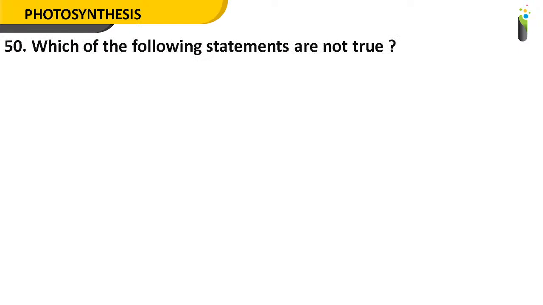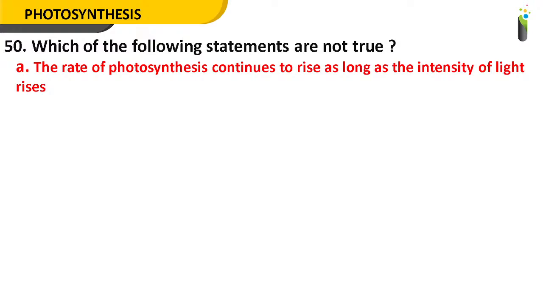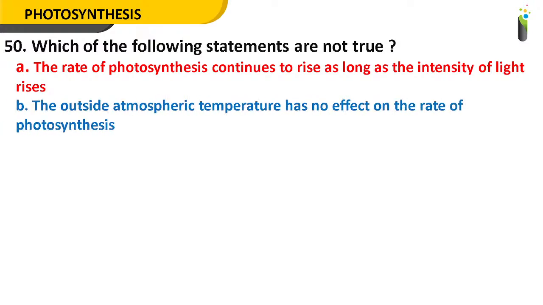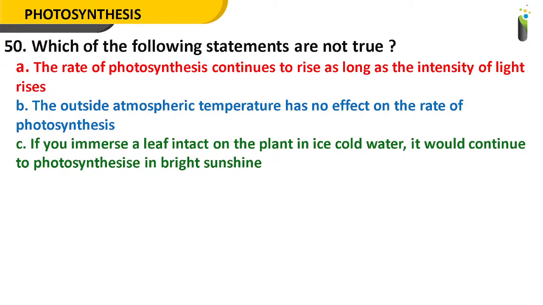Coming to the next question, number 50. Which of the following statements are not true? Are not true, that is false. A. The rate of photosynthesis continues to rise as long as the intensity of light increases. B. The outside atmospheric temperature has no effect on the rate of photosynthesis. C. If you immerse a leaf intact on the plant in ice cold water, it would continue to photosynthesize in bright sunshine. D. All of the above. So, which of these statements are not true?